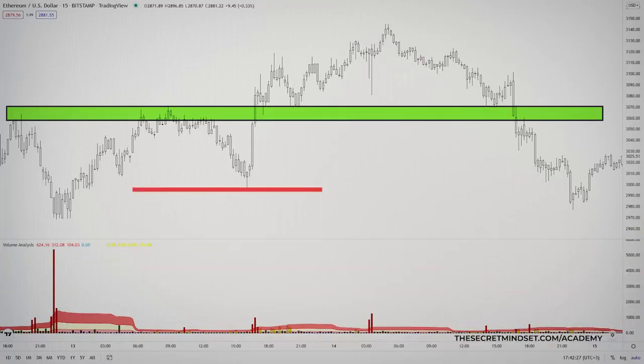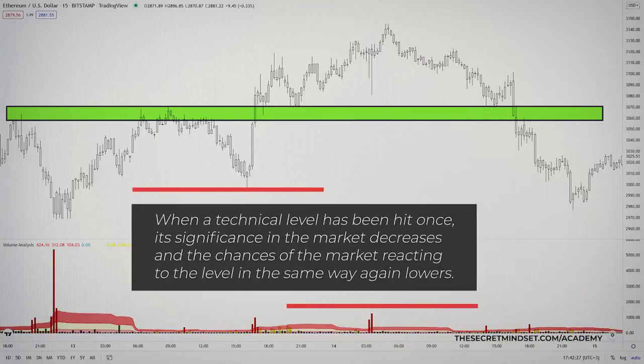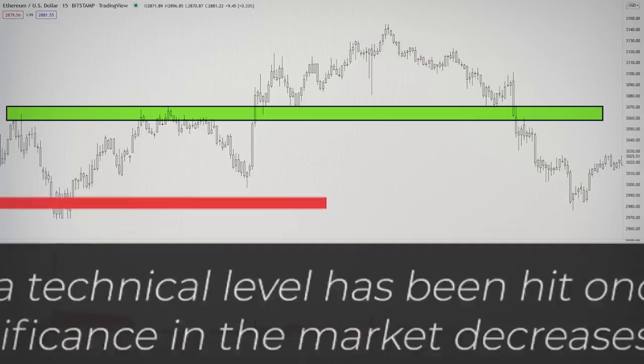One of the primary concepts of order flow analysis is the idea that when a technical level has been hit once, its significance in the market decreases dramatically, and the chances of the market reacting to the level in the same way again is low. You may not agree with this, but here's how I view the situation.